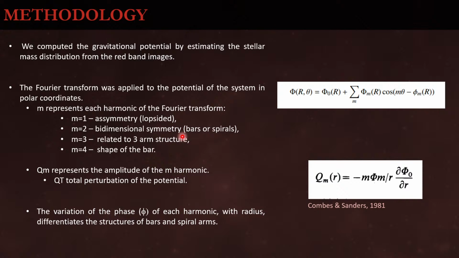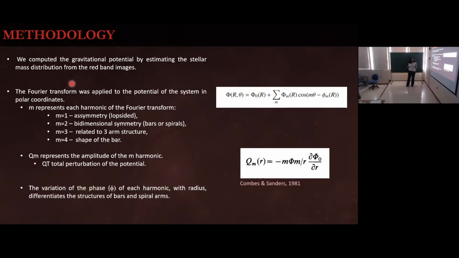After that, we apply the Fourier transform in order to see the variations of the gravitational potential on the system. These variations represent the perturbations of the potential, and each component of the Fourier transform represents one kind of symmetry or asymmetry. So m equal 1 represents an asymmetry that could be a lopsided disk, or when you have only one spiral arm, or when you have two spiral arms, but one of them is denser or brighter than the other. So you have asymmetry. This is m equal 1.